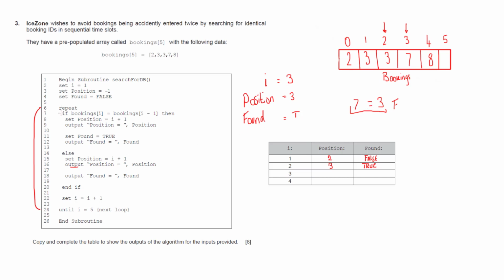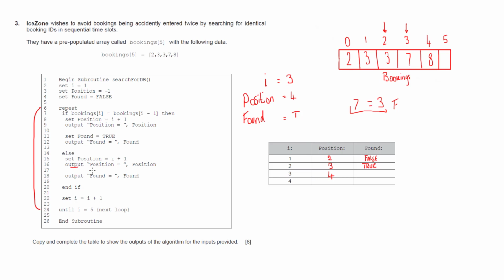So we fail this condition and we jump to the else statement, which is on line 14. It says set position to equal I plus 1. So I is currently 3. So that increments to 4, and we put that 4 value in position. So position becomes 4 now. So I've done that. Line 16 says output position equals position. So position is 4, so let's output that here.